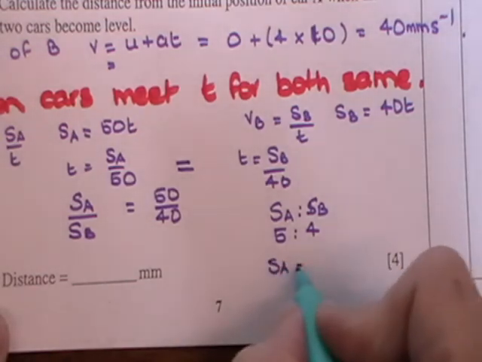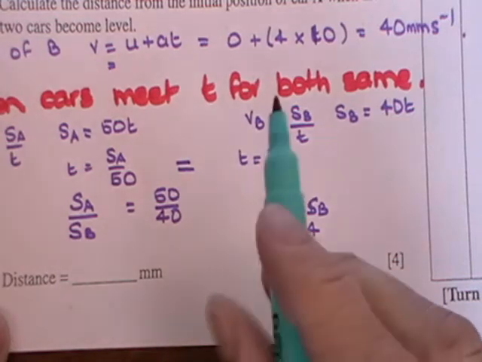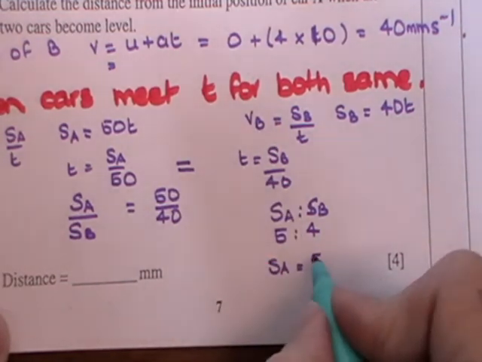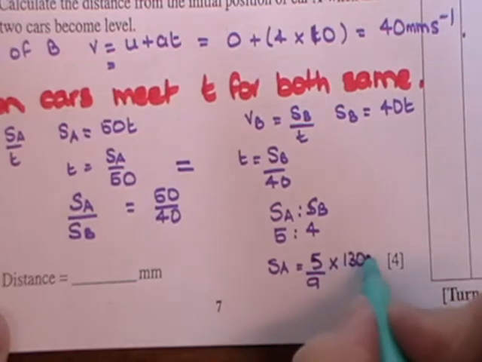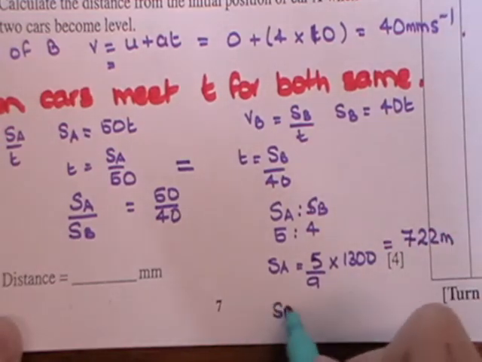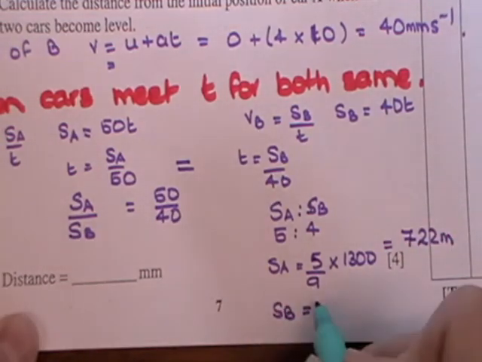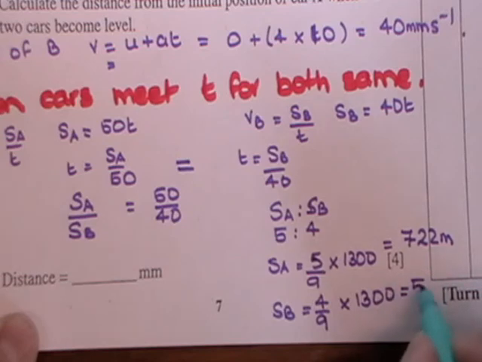So SA equals 5 times that ratio, 5/9 of 1,300. And that gives you 722 metres. And B, we don't really need to know B, but we'll do it anyway. It's 4/9 then, which is obviously 1,300 take away 722. And that comes out to be 578.